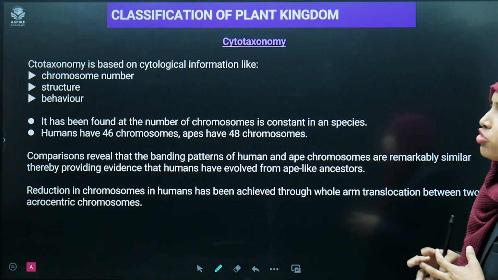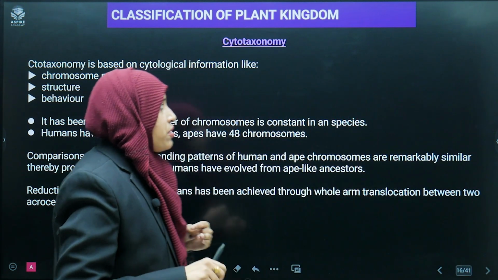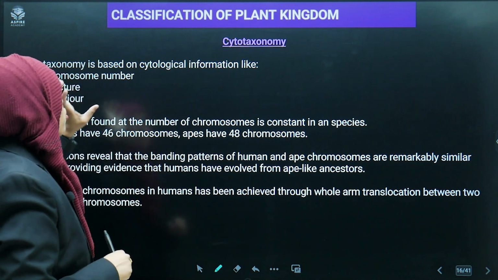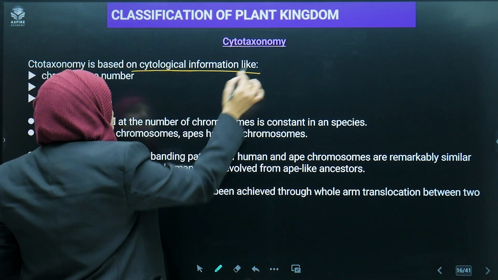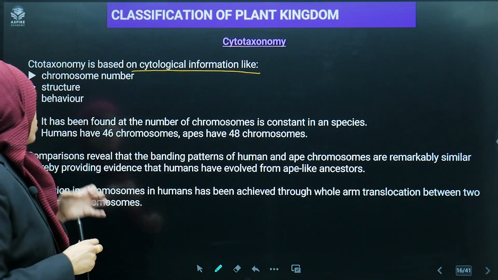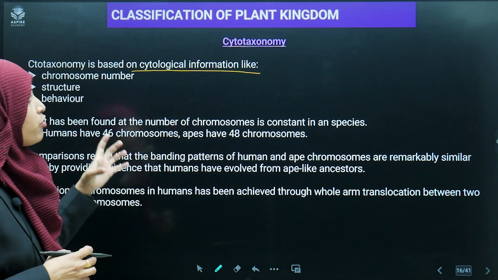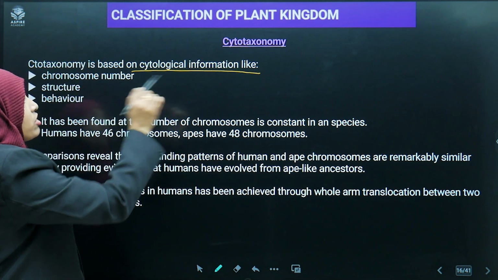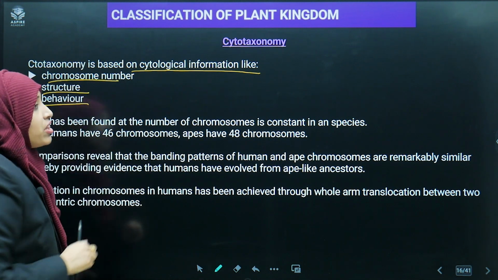Now what is cytotaxonomy and how is this helping in the phenetic classification? Now cytotaxonomy, what does it include? It is based on cytological information. That means cytology, that means the main focus here will be the study of the cell. Cytological information means chromosome number, the structure, the behavior.